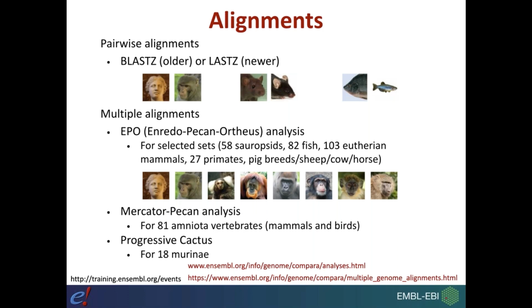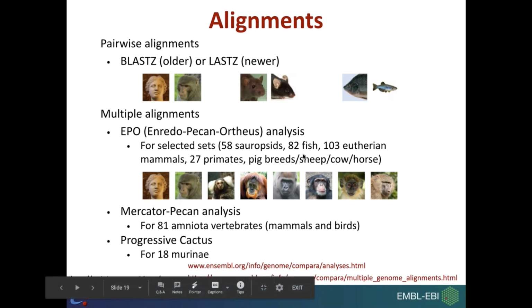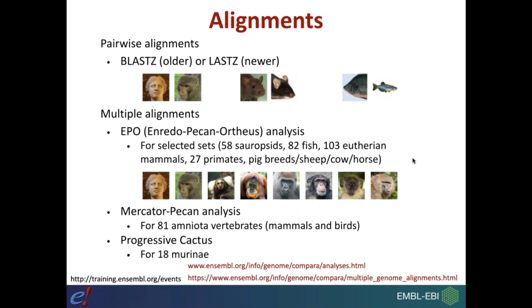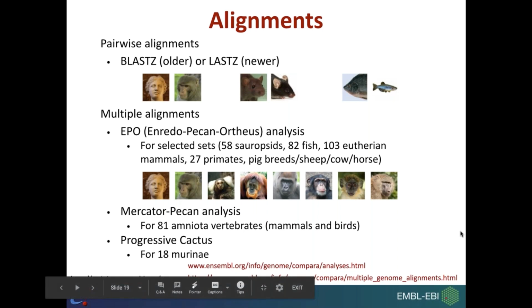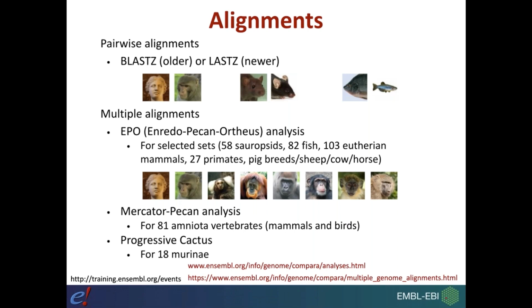This EPO analysis is well suited for species sets where the species are relatively closely related. We have a set of alignments available for more than 100 mammals, 27 primates, and other alignments that you can see here. For species that are not so closely related, we use Mercator-Pecan alignments. This is the analysis that we use for our amniota, so mammals and birds. And finally, we also do progressive Cactus alignments for our mouse and related species.